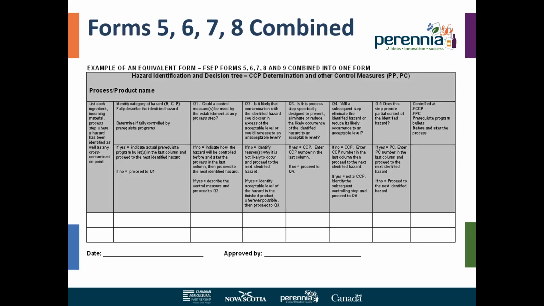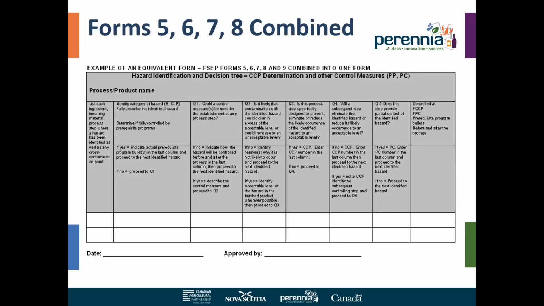If we realize that a specific step does not have a control that will fully control the hazard associated with it, then we may have to put a critical control point in place. So basically you walk through this and ask yourself the questions. Question 1: Could a control measure be used by the establishment at any process step? If yes, you describe the control measure and proceed to question 2.